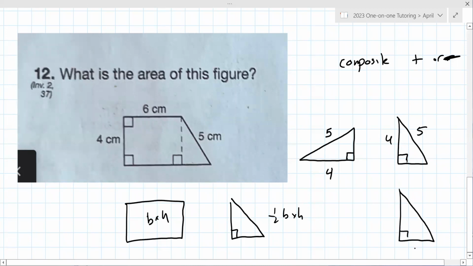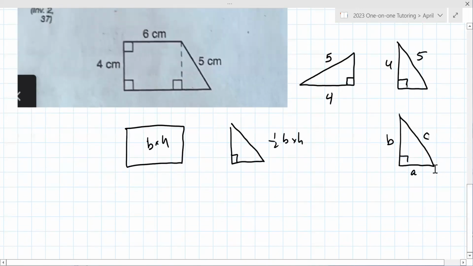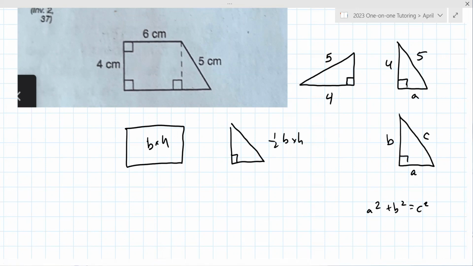Pythagorean theorem, A, B, C. Which side are you missing? Are you missing A, B, or C? A. So it's maybe even good to label that. It's A squared plus B squared equals C squared. Go ahead and solve that for A for us, please. So would A be 1 centimeter? It is not. You've got to square those numbers. Oh, okay. You've got to square them.